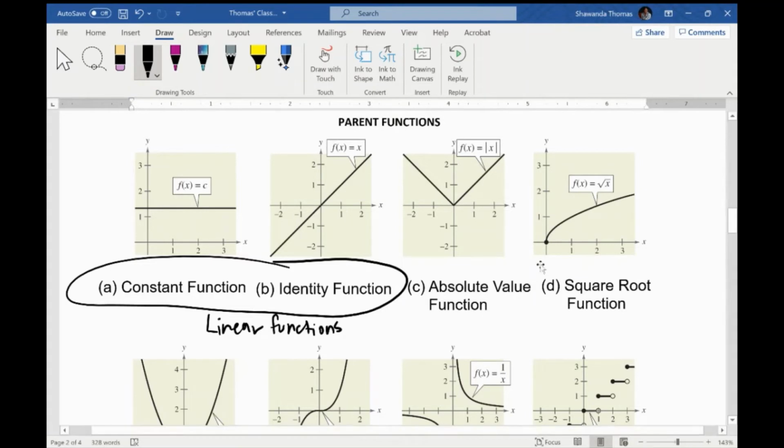All right. The next function is an absolute value function. If you had to describe it, how does it look? It looks like a V. So the absolute value function always looks like a V. These are linear. Obviously, they're going to look like a line. All right. This one is the square root function. If you had to describe it, how would you describe that?